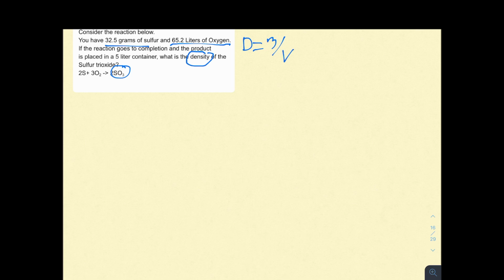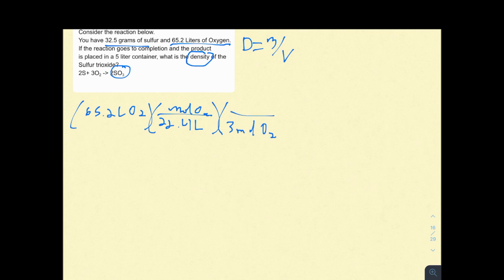The first important thing we have to remember is what density is. Density is mass divided by volume, and we are already given volume. So if we find mass, then we can divide it by 5 to get our density. First of all, however, we have to find our limiting reagent as the question does not give it to us. Let's start with oxygen this time. We have 65.2 liters of oxygen at STP, so we divide by 22.4 liters to get us to moles.